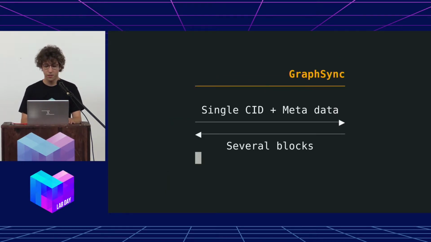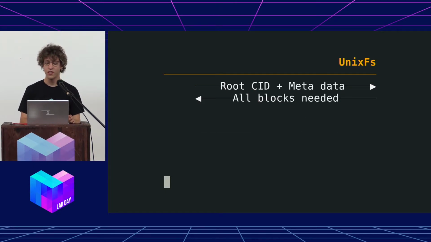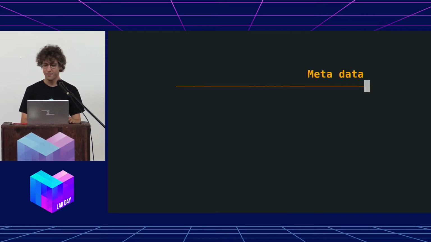In GraphSync, you send a single CID and some meta information. I'll get more into this later on in two minutes. And then you get several blocks back. You remember this diagram from one minute ago. What we change is we send a root CID and some meta information, and what we get back is all the blocks needed, so you don't need all the rest. So this is why you want GraphSync.